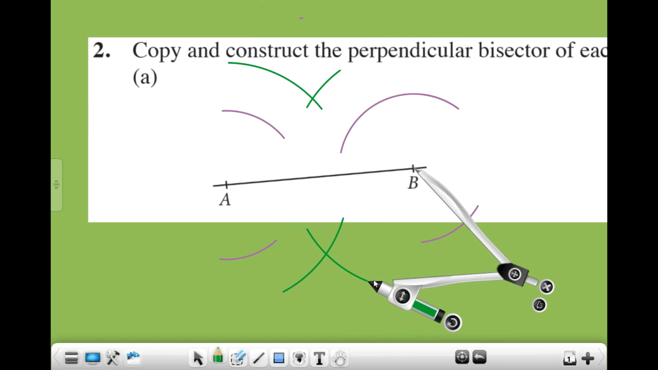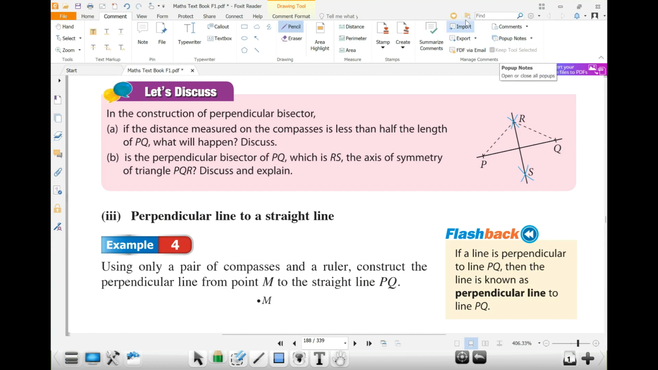Okay, that's why it must be more than half of the line. If you construct less than half of the line like this, you see you won't get any intersecting point. They won't have intersection. So you won't be able to construct a perpendicular bisector later on. You understand that? Yes. So bear in mind, it must be more than what? More than half the length of the line segment.